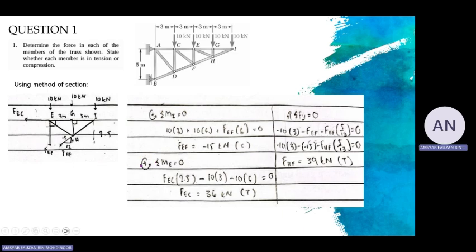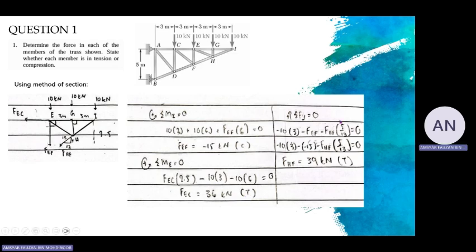So we continue this calculation. We also assume that counterclockwise is positive. So the sum of moments around point E is equal to 0. So force EC times 2.5 minus 10. We put positive for force EC because it is counterclockwise around point E, and the 10 kilonewton is clockwise around point E, that's why it is minus. And minus 10 times 6 equals 0. So we get FEC equals 36 kilonewton, a positive value. So we know that a positive value is tension.